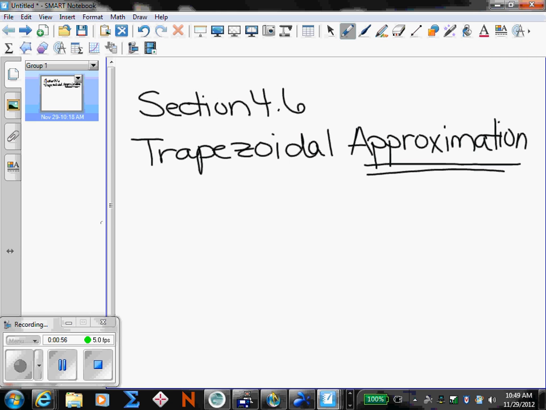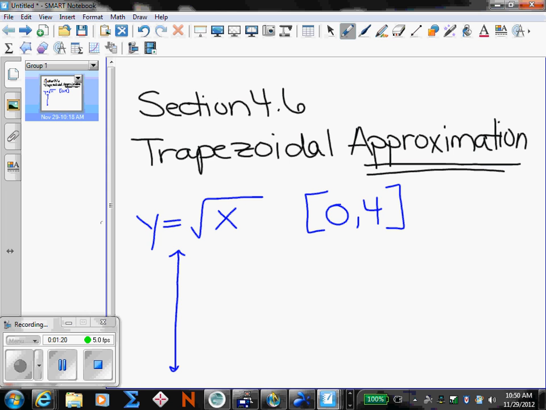So the function that we are going to look at is y equals square root of x. We are going to look at it on the interval between 0 and 4. And instead of inscribing rectangles, we are going to inscribe trapezoids. So let's draw a picture of square root of x between 0 and 4, and let's do 4 trapezoids.